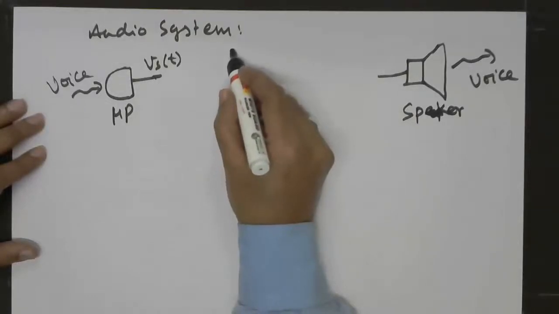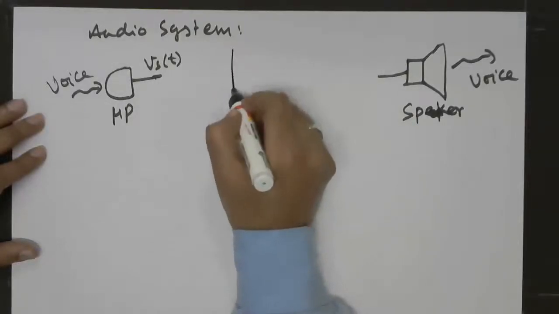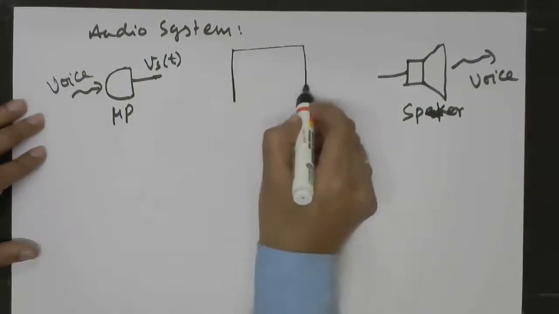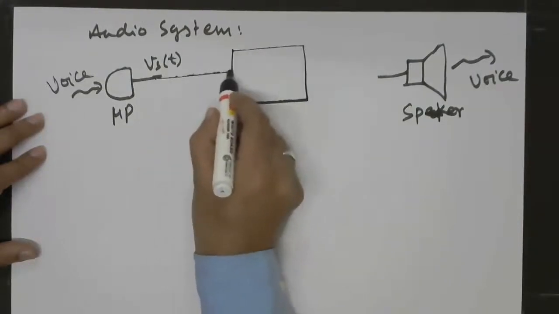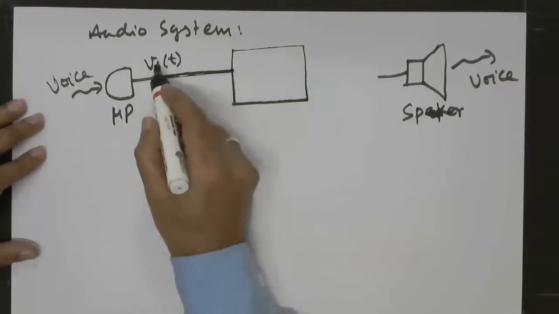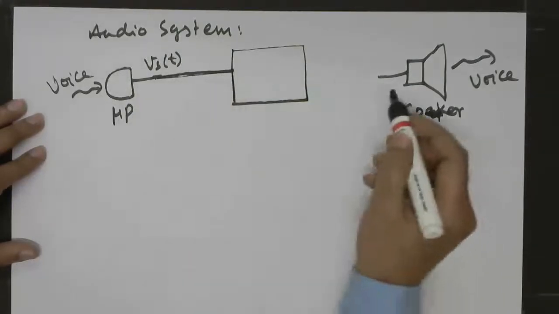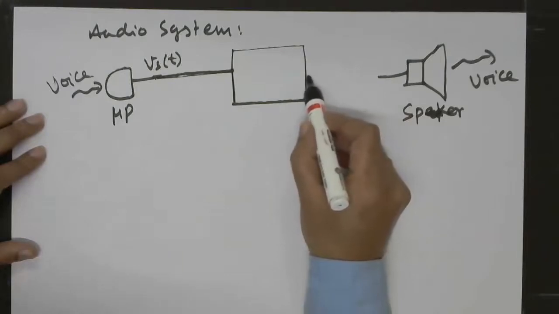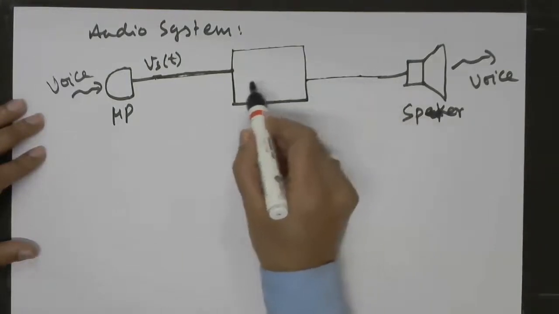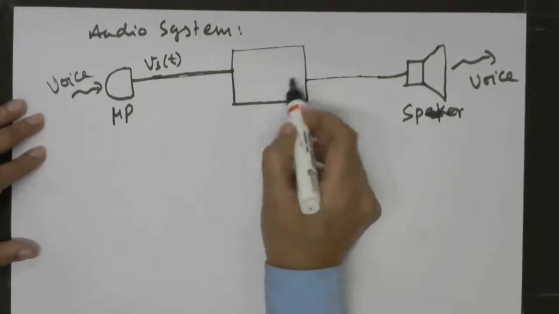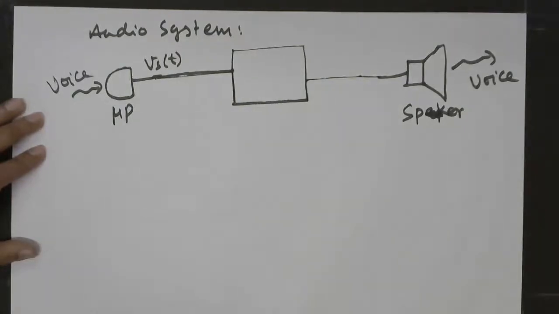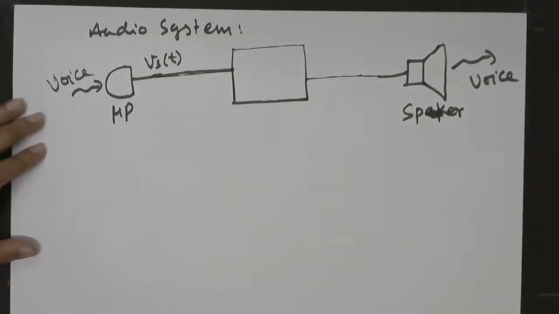So what is done is, this is first fed to a system which increases this, that means which amplifies this thing, and then it is connected to a speaker. And there could be multiple stages. I am using single block for this case for doing this job.